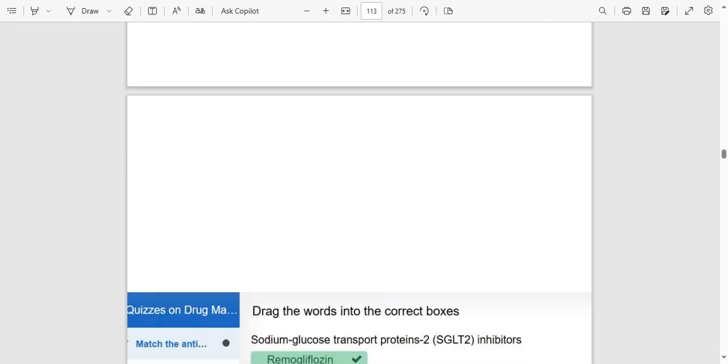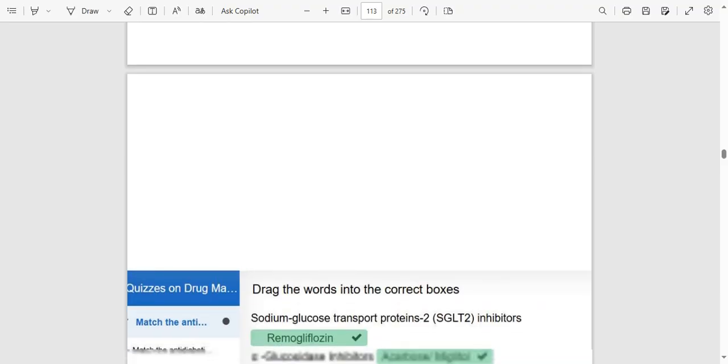The correct word, sodium glucose transport protein 2 inhibitors. I want to give an example, there is remogliflozin. And then alpha glucosidase inhibitor. For this one, there's only one, and we have to know it. It's only acarbose. You can just think of alpha and A: acarbose, alpha glucosidase inhibitor.